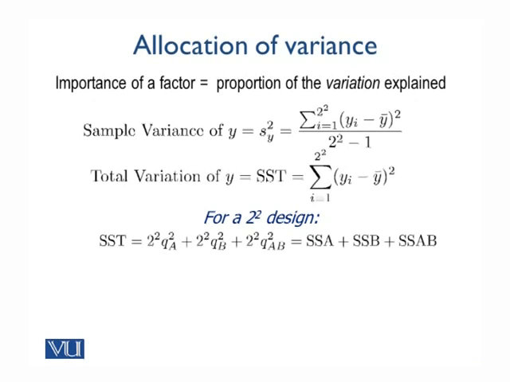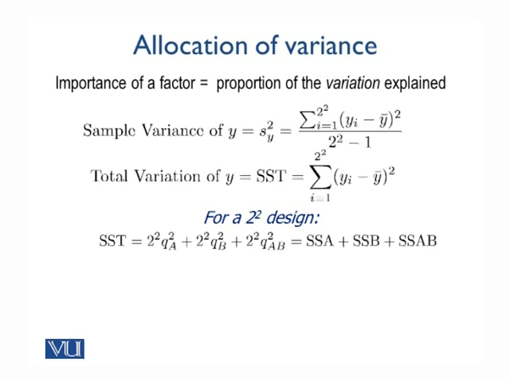So we represent this as SST, and for a 2 raised to 2 design, SST is equal to 4qa square plus 4qb square plus 4qab square. The derivation of this can be seen in your textbook, but for now we are going to take this on faith that SST is equal to this, and the individual terms are known as SSA, SSB and SSAB respectively. So let me reiterate, SSA would be 4qa square, SSB would be 4qb square, SSAB would be 4qab square. This is the case for 2 raised to 2 design.